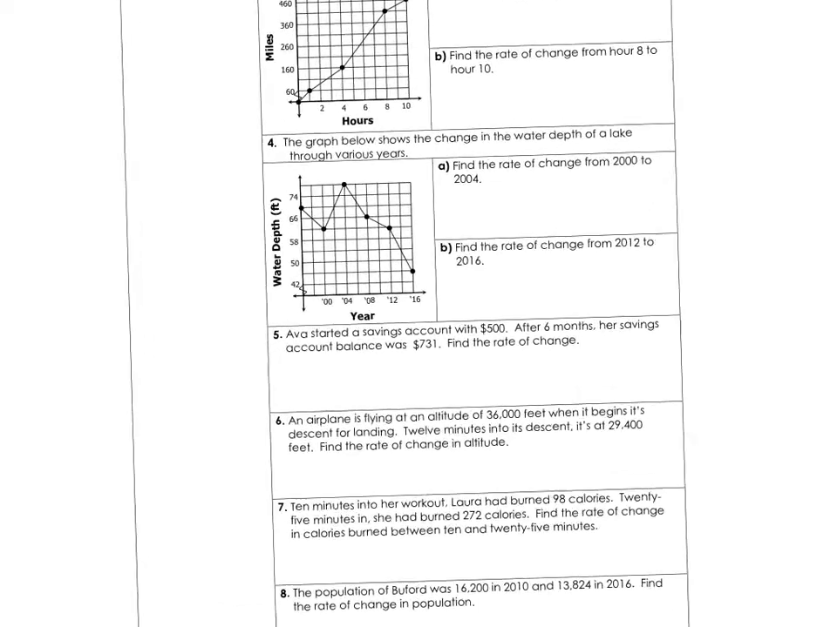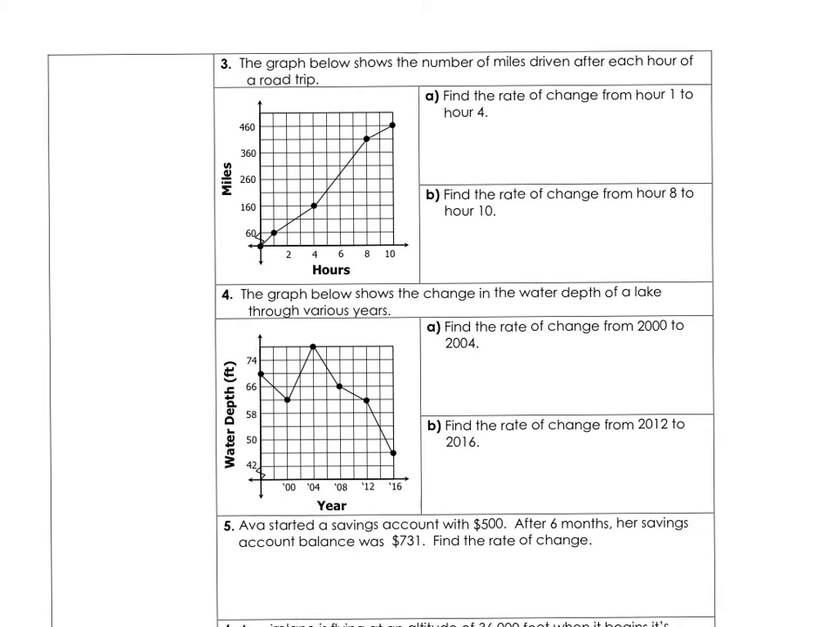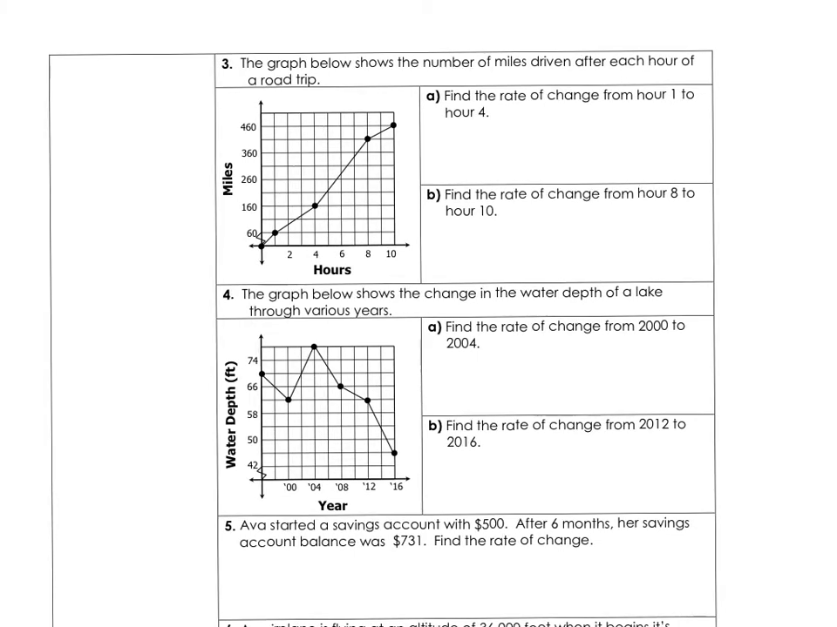Okay, let's look at this page. Next page, number 3. The graph below shows the number of miles driven after each hour of the road trip. So in other words, let's dissect this a little bit. Notice that the x-axis, 2, 4, 6, 8, those are hours. And the y-axis, those are miles. And this crooked line indicates the relationship between the hours and the miles, right? How many hours later you travel, how many miles, that's how we read this. So let's look at it.